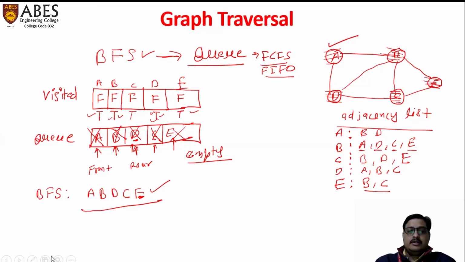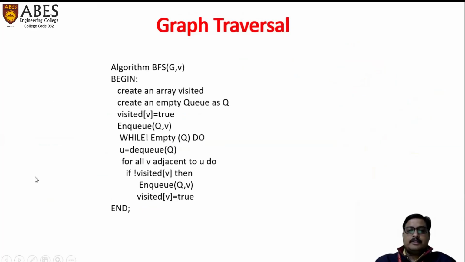Now let us see the algorithm for this. This is the algorithm. The first step of the algorithm is to create an array visited, which we have created, and create an empty queue named queue. Now mark visited v equals true, because v is the source node from where we are going to start our BFS graph traversal. So in the first step, we'll mark v as true and enqueue that v in the queue.